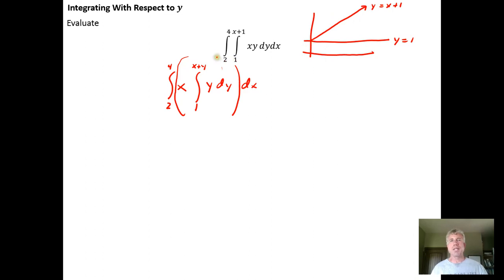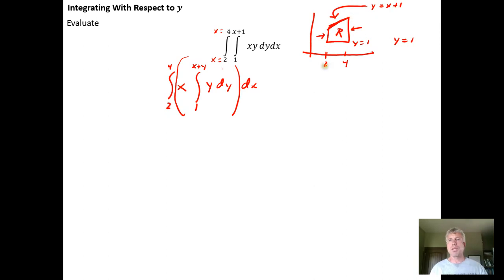And then this says integrate from x equals 2 to x equals 4. So 2 is going to be somewhere on the x-axis, followed by a 4. So that establishes vertical lines like this. And so we're actually integrating over the region right here. This is the region over which we're integrating. So it's bounded by y equal 1, y equal x plus 1, the equation x equal 2, and x equal 4. This is the region of integration.